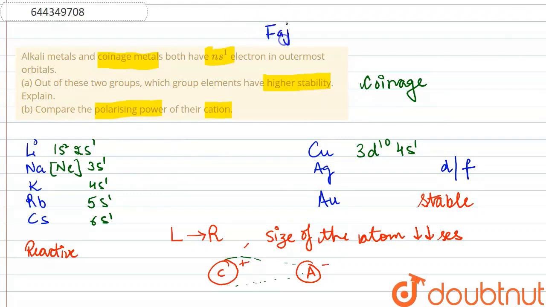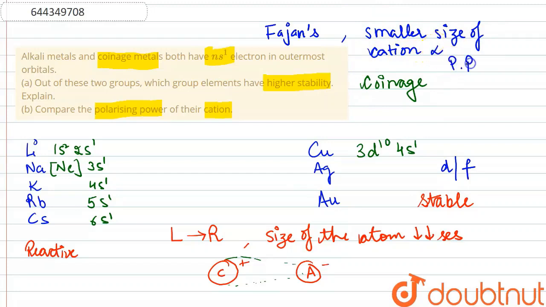So according to Fajan's rule, it states that the smaller is the size of cation, the greater is its polarizing power. I'll represent it with pp. So that means the smaller is the size of cation, the greater will be its polarizing power. So now if we have to compare here, we already know that alkali metals have larger size than coinage metals, right?